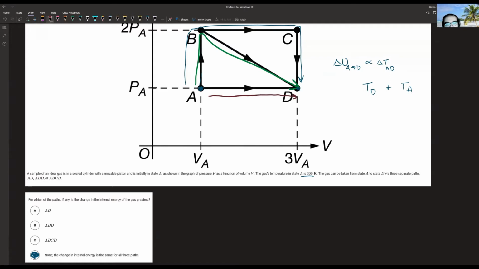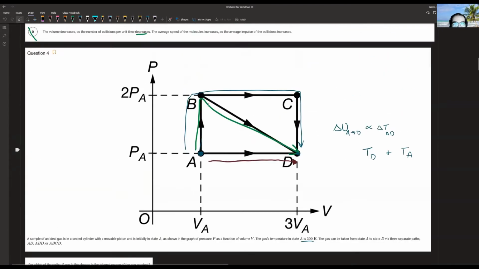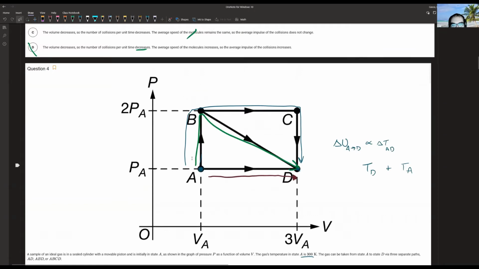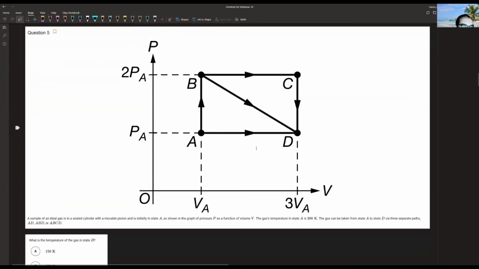State variables are path independent. They only depend on the final state values. And because we're all going from the same point to the same point, from A to D, it doesn't really matter. Let's go ahead and look at the follow-up question.